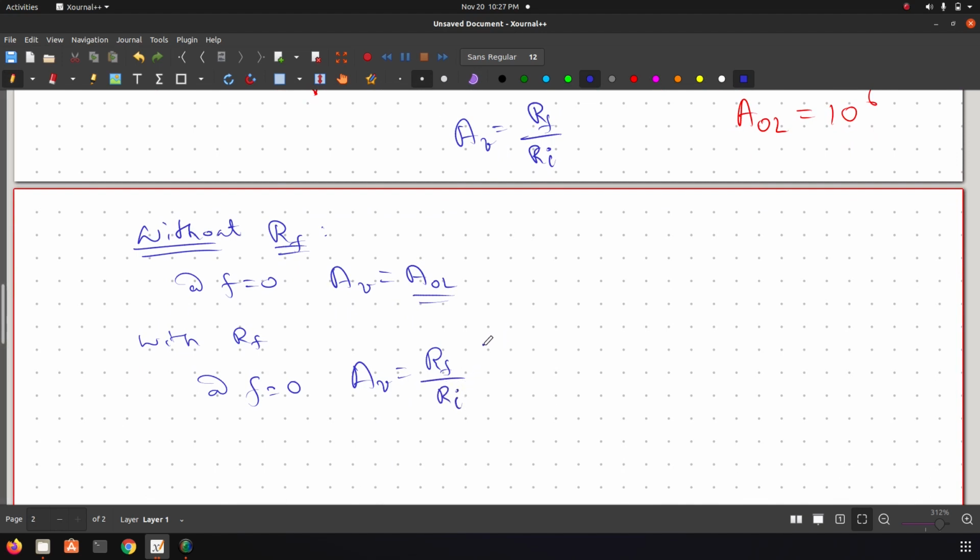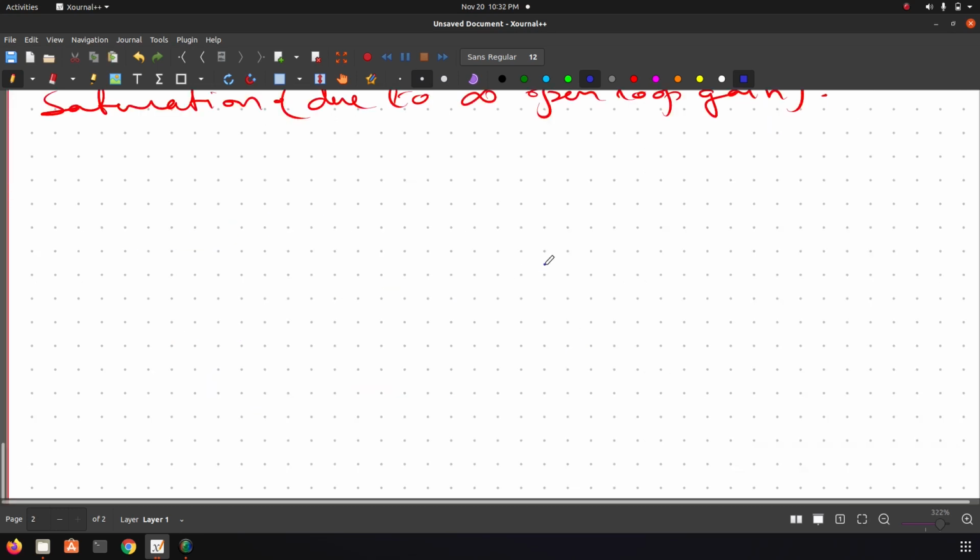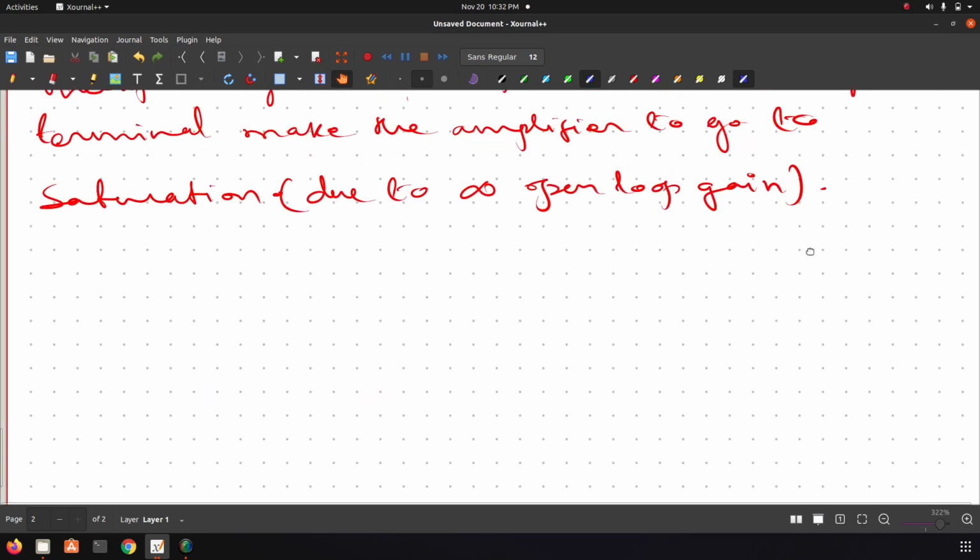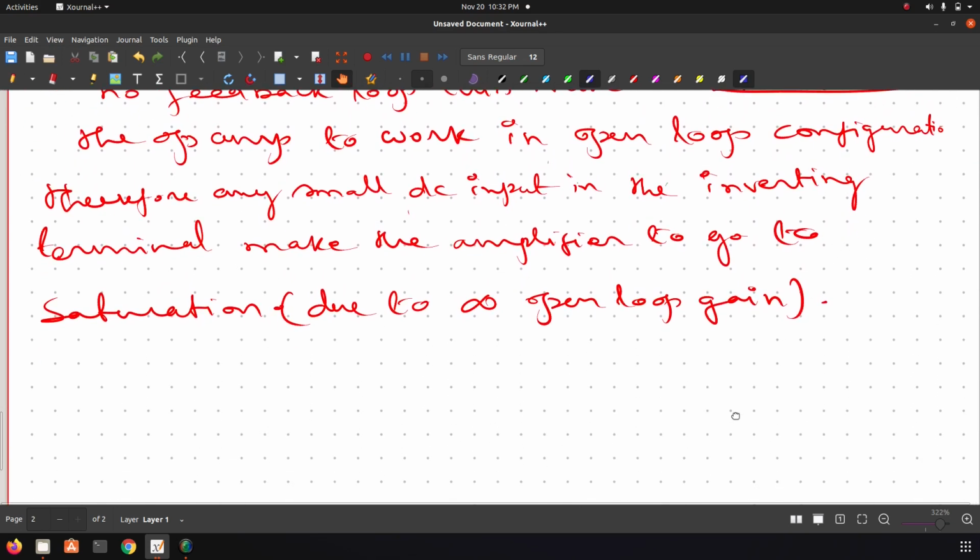In that way we restrict the infinite DC gain. If we feed a DC source, the gain won't be the open loop gain. Instead it is low and it is fixed as Rf by Ri. So I have added those points here in the notes.